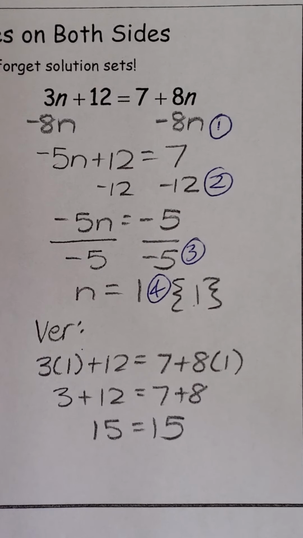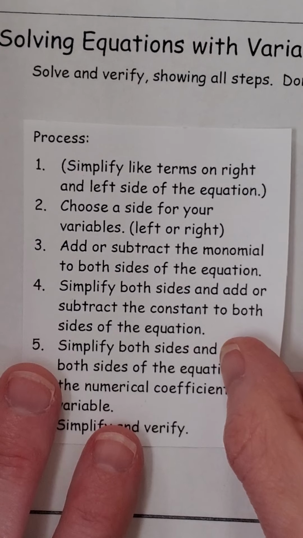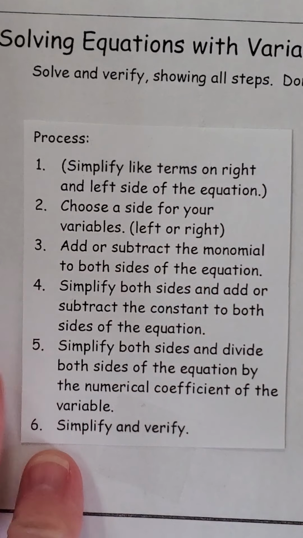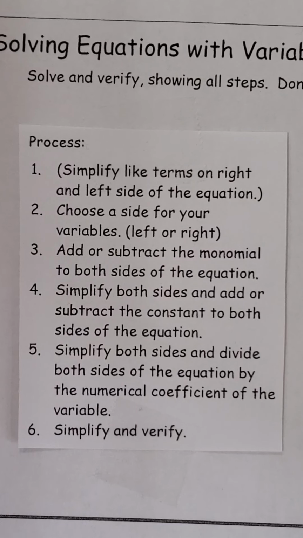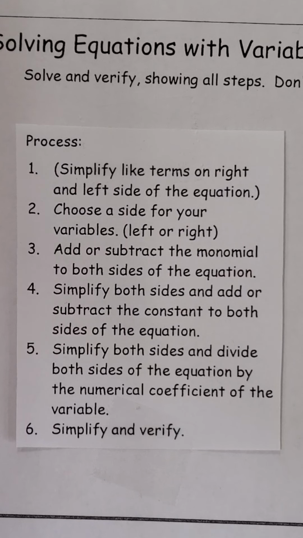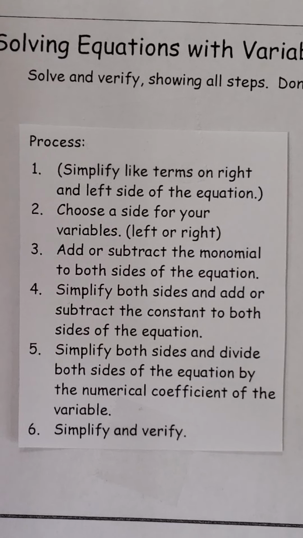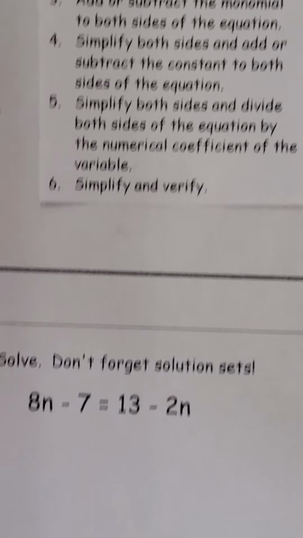So I'll just kind of tape this on here. These are the steps that I said out loud. Simplify if you have like terms. Choose a side for your variables. Add or subtract the monomial to both sides. Simplify both sides and add or subtract the constant. Simplify both sides and divide both sides by the numerical coefficient. Simplify. Now the verifying is definitely optional.